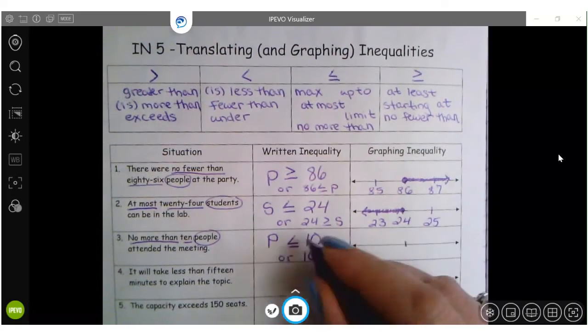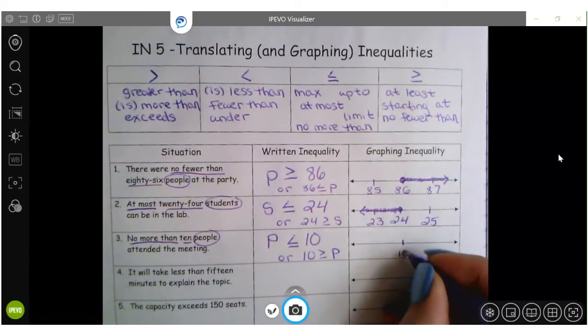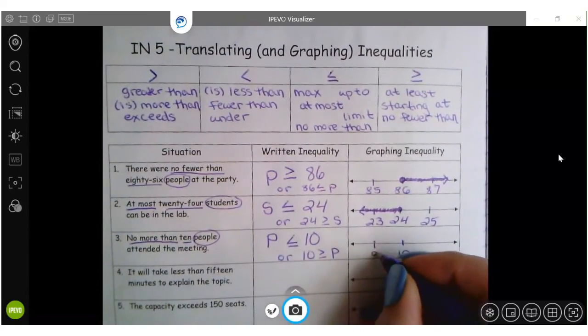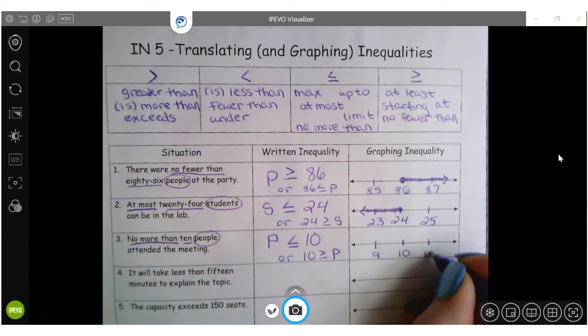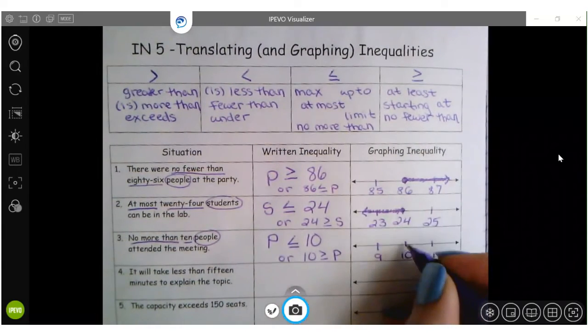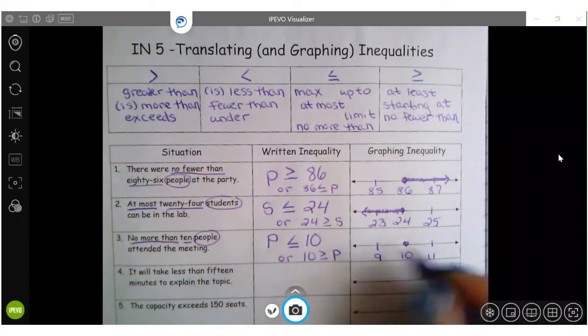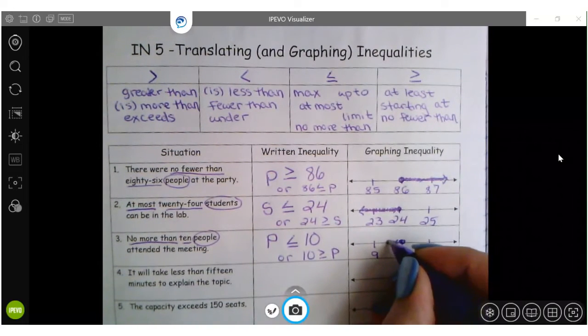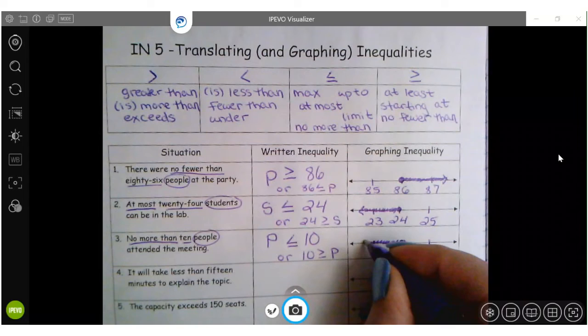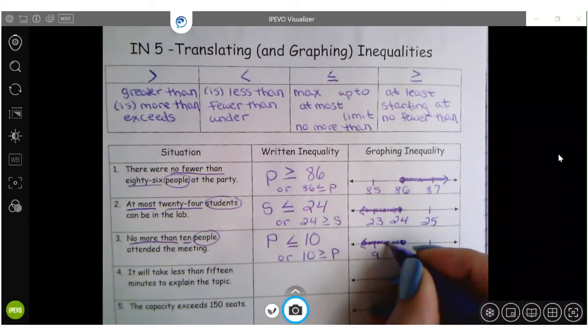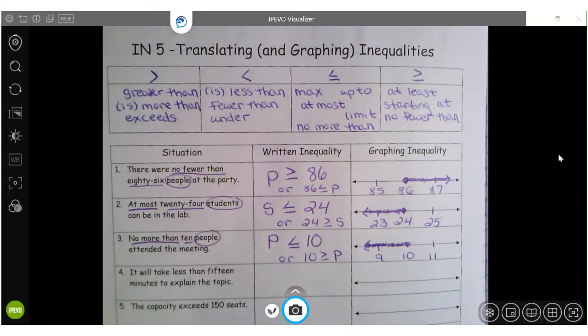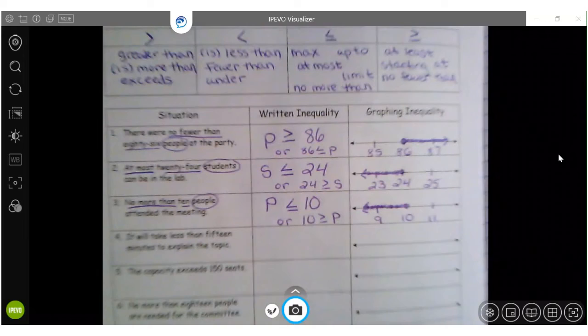I'm going to put the number I'm comparing in the middle, so 10 in the middle, 9 to the left, 11 to the right. This will be a closed circle, and less than 10 is to the left. So I could have 9 people at the party. That is where my shading goes on my number line. But I could not have 11 people at the party because that is more than 10. It has to be no more than 10.